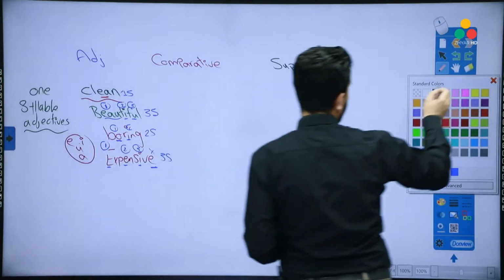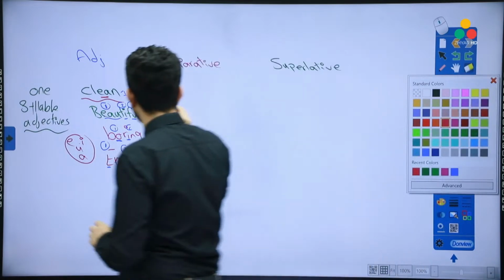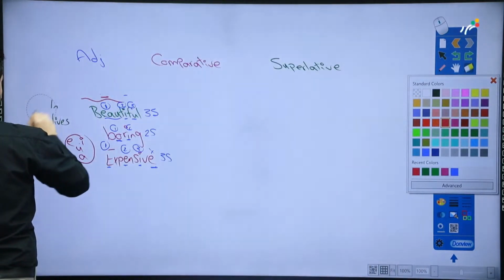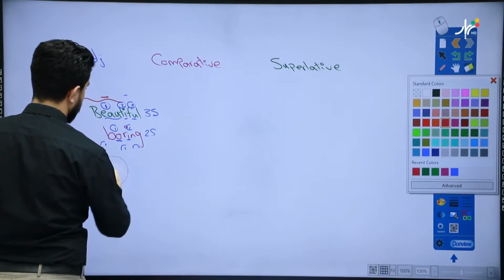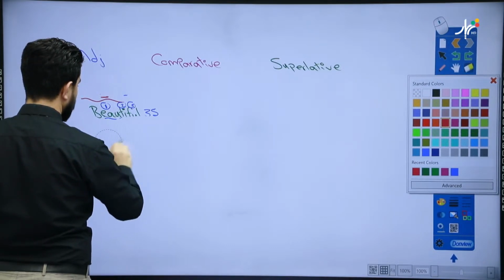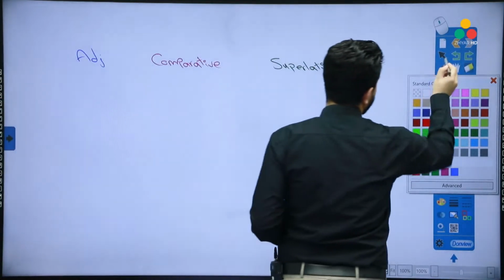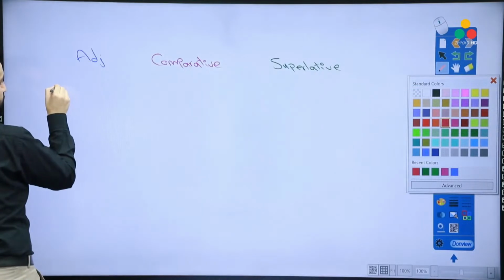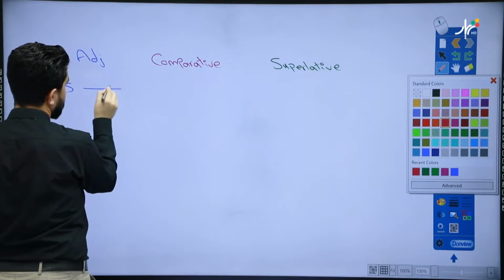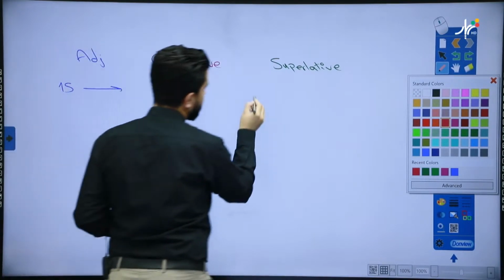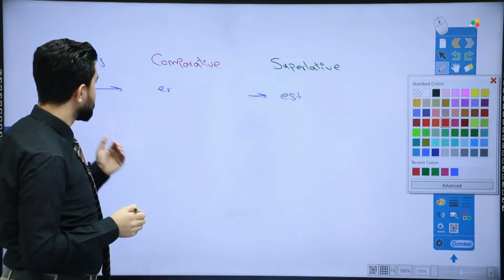Okay. Now let's come to talk about this one, which is about the syllables. So when it's a one syllable adjective, we add ER to comparative and EST to superlative, okay? When it's a one syllable adjective.